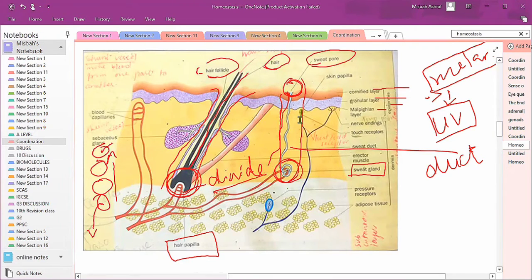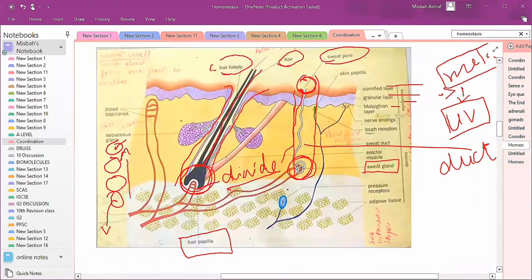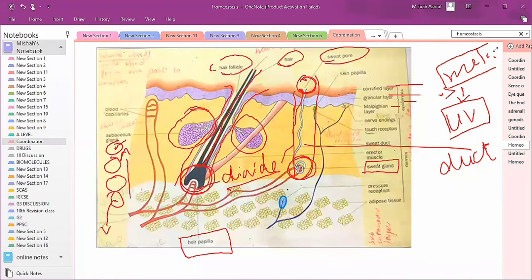Okay, besides that, there is one more structure that is also formed by the sinking of the epidermis into the dermis, and that structure is known as the sebaceous gland. Okay, this is the sebaceous gland. Two sebaceous glands are attached with the hair follicle, or they open into the hair follicle. You can see both are actually opening into the hair follicle.